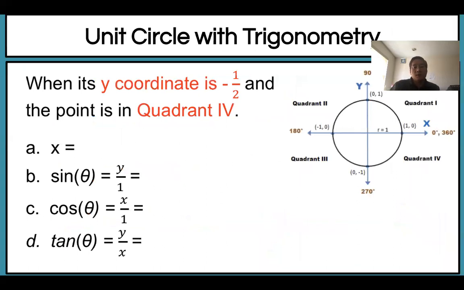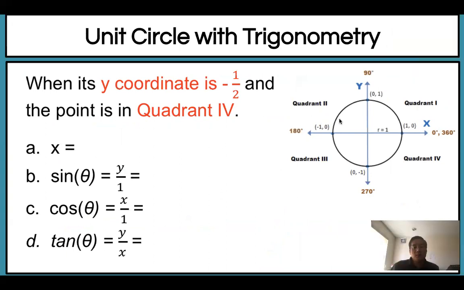This example I showed you yesterday, right? Let's review one more time. So when you know the y coordinate is negative half and the point is in quadrant 4, it's here. You are going to solve for the x value here, right? Then you draw a vertical line to the x-axis. You make a right triangle like this, and the radius, the hypotenuse, is 1. The y value is negative half. You need to solve for x. You remember yesterday?